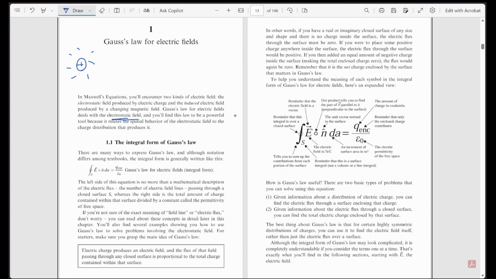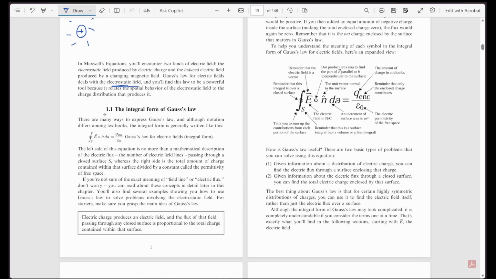You'll find this law to be a very powerful tool because it relates the spatial behavior of the electrostatic field to the charge distribution that produces it. So a quick look at the equation here, we see that it relates the electric field to the charges. There are many ways to express Gauss's law, and although notation differs among textbooks, the integral form is generally written like that. We'll see it here in a second in more detail.